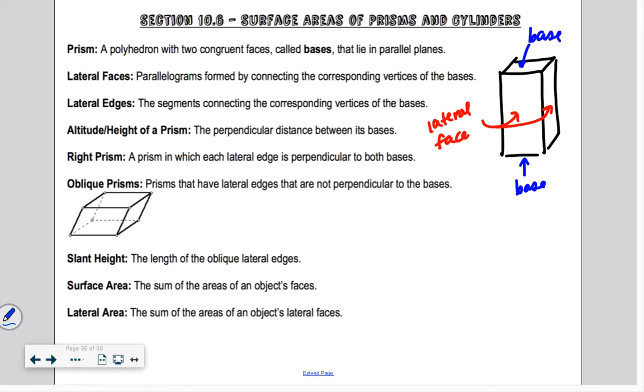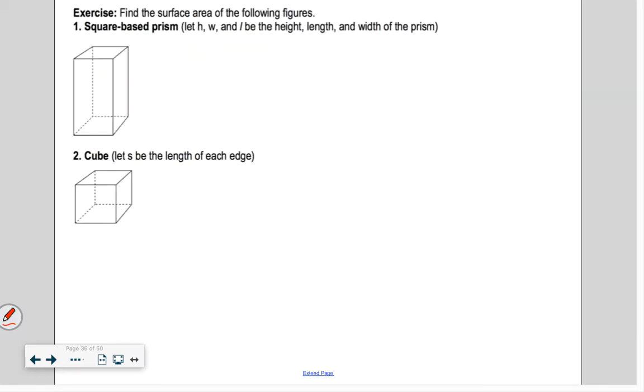All right, so lateral edges are the segments connecting the corresponding vertices. So this would be a lateral edge right here. The altitude is the height. It's the distance that separates the two bases. A right prism is one that's straight up and down, and an oblique one is one that looks like this. So an oblique can be sideways. You basically still find it the same way. And then the slant height and surface area and lateral area, we have those as well. We talked about slant height last time.